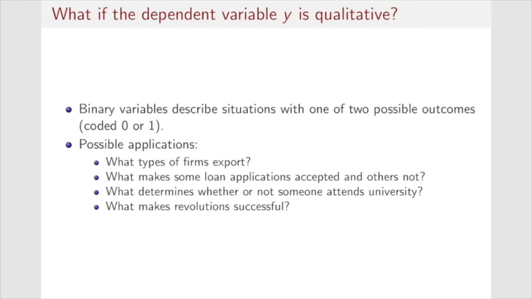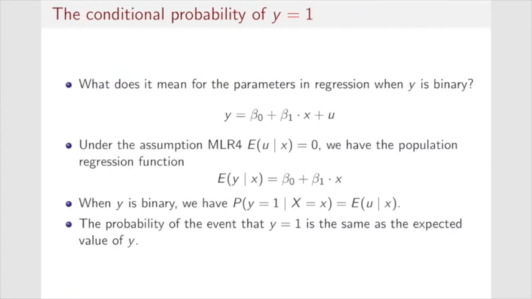We will see that in models with a binary dependent variable, the regression function can now be interpreted as a conditional probability of an event, which corresponds to the case that the dependent variable takes the value of 1. We can also think of it as a success probability. Let's first check what will change for the linear regression model if y is binary.